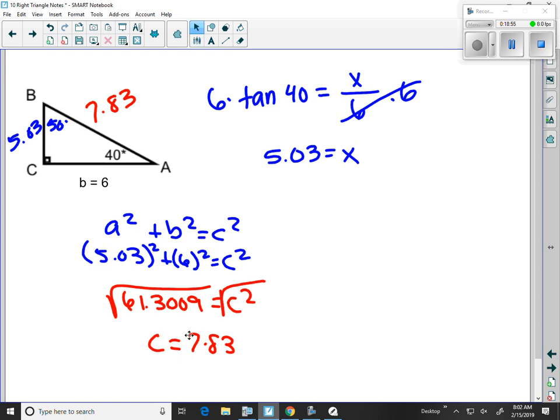So if you prefer trig, do trig. If you prefer Pythagorean theorem, do Pythagorean theorem. It doesn't matter to me on that last side, as long as I know that you're doing trig on other things, we'll be totally fine. Questions on that?